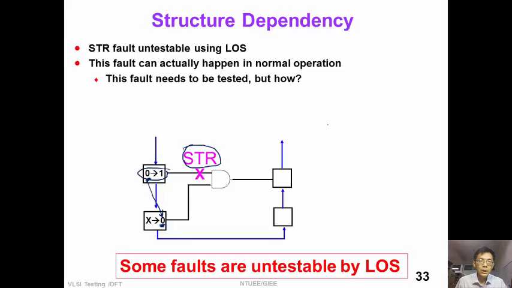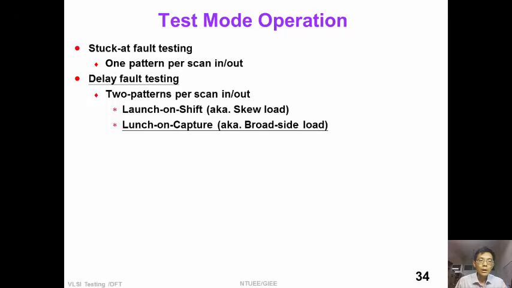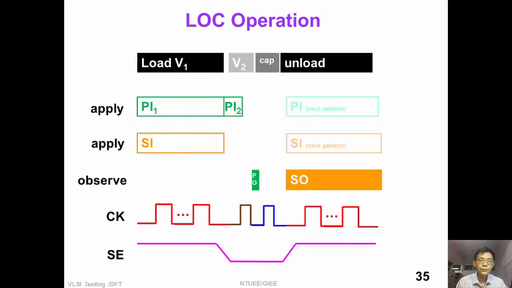This fault is actually happening in normal operation, so we need to test the fault. But how can we do that? In the next following slides, we will introduce long chunk capture delay fault testing. In long chunk capture operation, we create the second vector by a speed system clock.